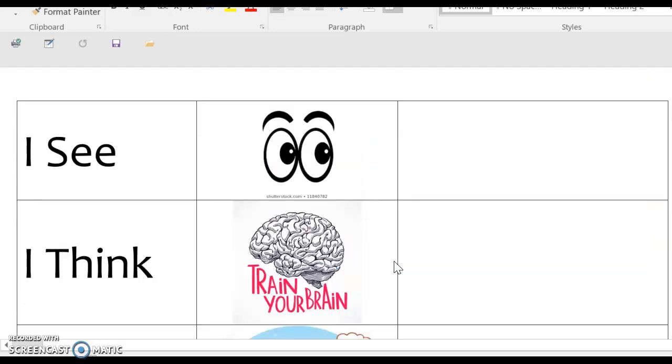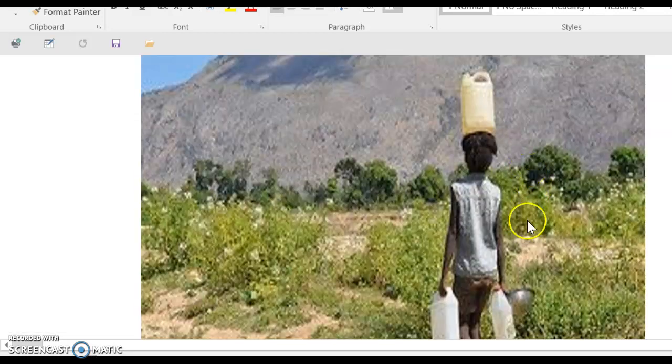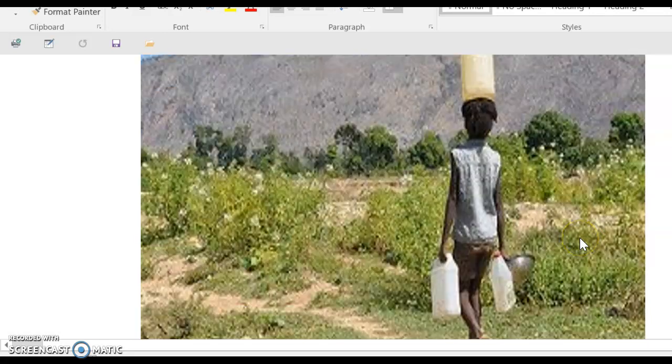So then you get the children to just write down mountains, girl, a girl walking, thongs, bushes, what else was there? Sand. So that's physically what they see. Now they go back and they think about what they're seeing. So I think it could be a hot season because of what she is wearing. So it could be summer.